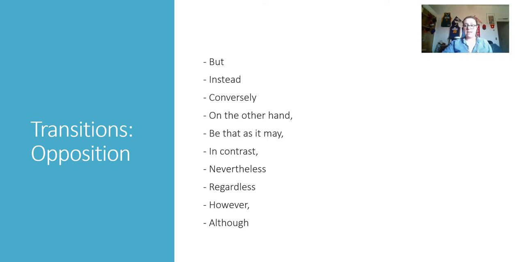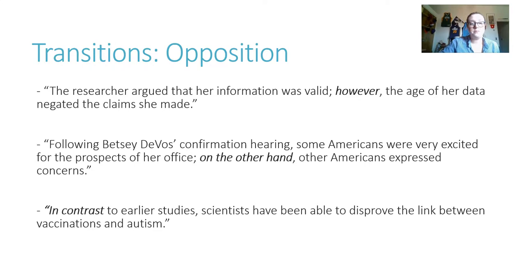So looking at some examples: but instead, conversely, on the other hand, be that as it may, in contrast, nevertheless, regardless, however, although. So you can see here how, yes, a lot of these can very clearly express opposition, but we can also use them to indicate different relationships as well. So let's take a look at a few examples.